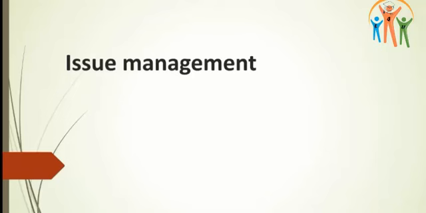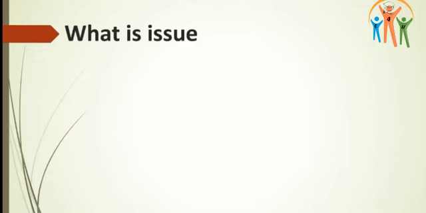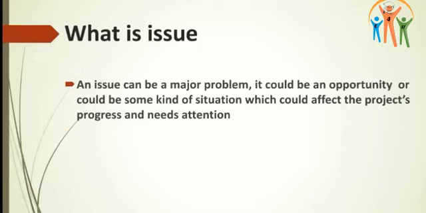So let's get started. In this lecture we will discuss what is issue and issue management 6 stages with examples to clear the doubts of students. First of all, we will discuss what is issue. Issue is non-directional major problem or could be a situation which requires immediate attention. Ultimately, it could have a negative impact on your organization or your project. For example, technical problem in project or maybe material shortages.